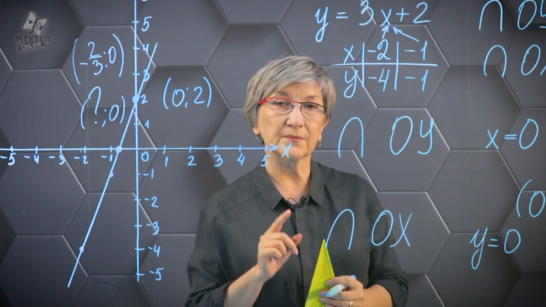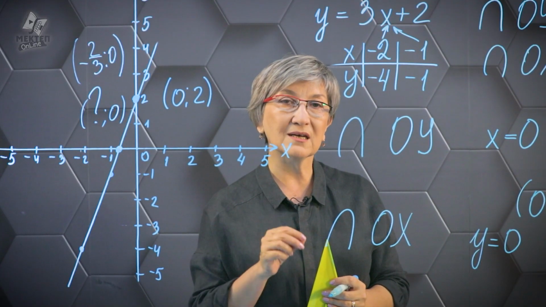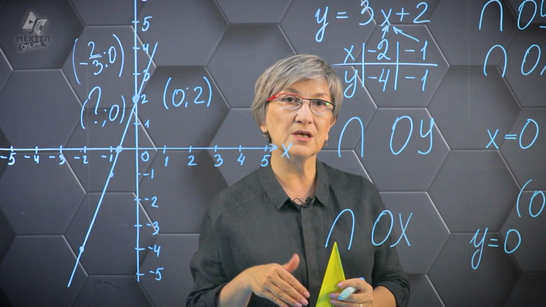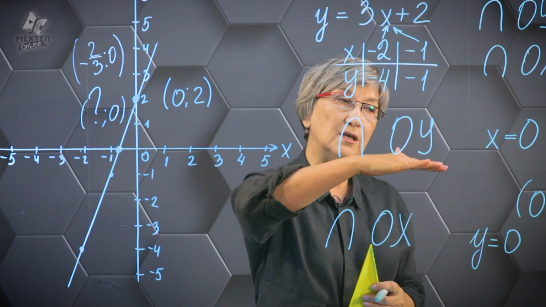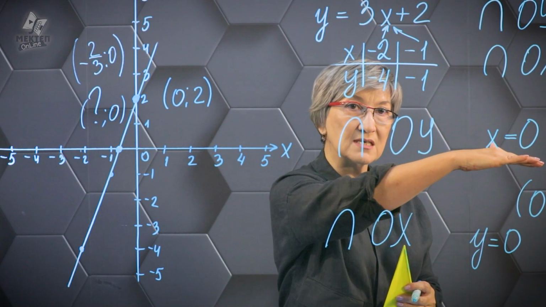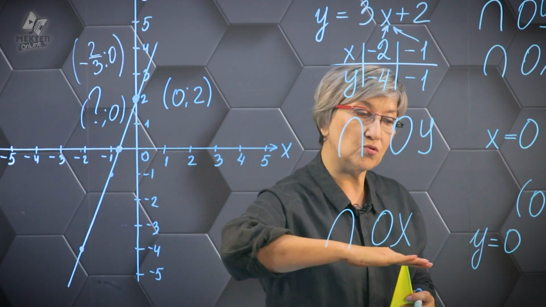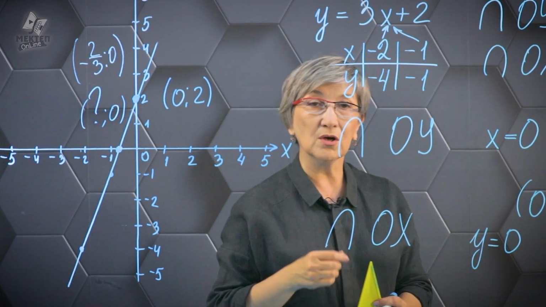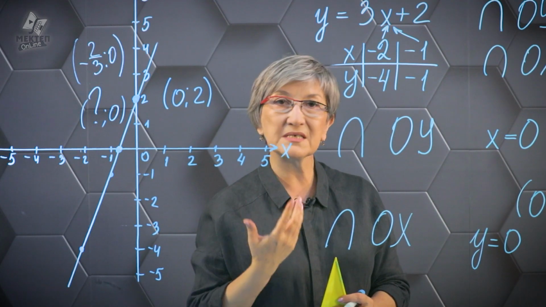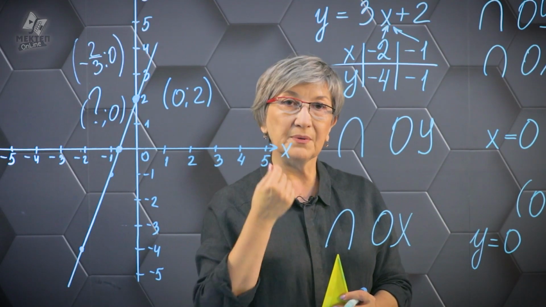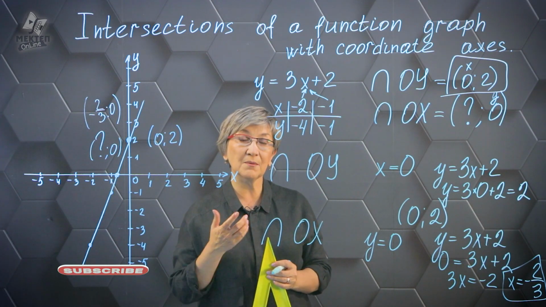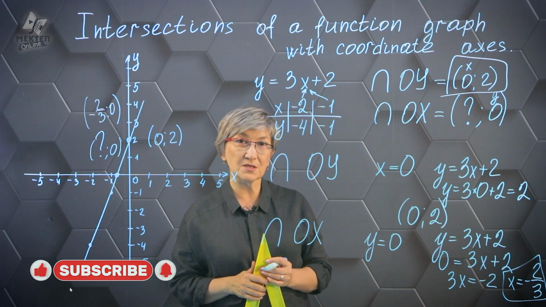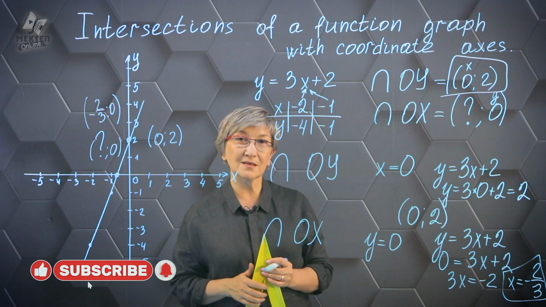Let's conclude. If we need to determine the coordinates of the intersection point with the y-axis, we substitute 0 for x. If with the x-axis, then y is 0. You can find these coordinates without graphing the function. In the next lesson, we will solve the task and determine the coordinates of the intersection point of the function's graph with the coordinate axis.